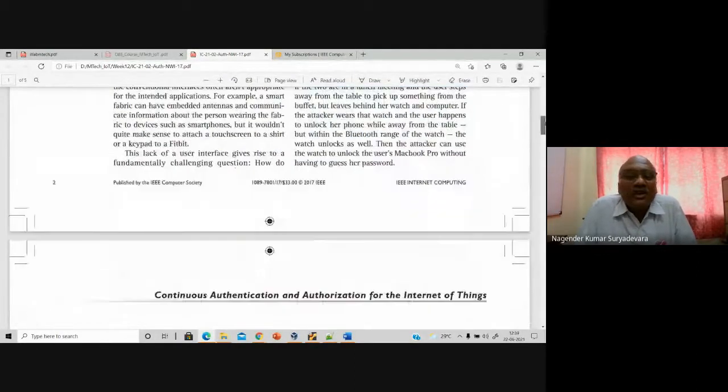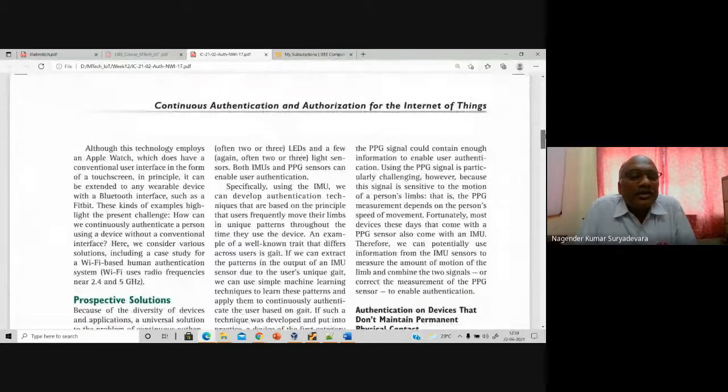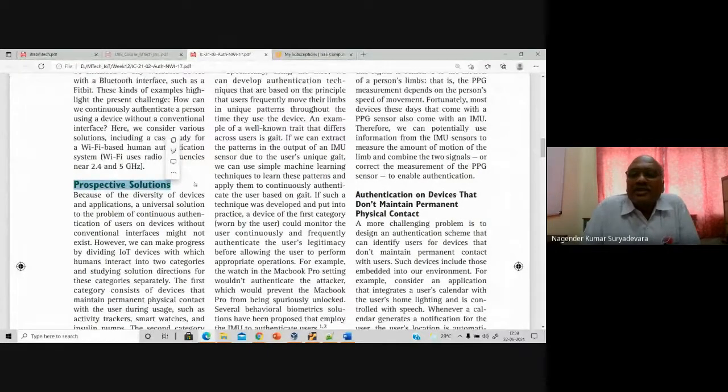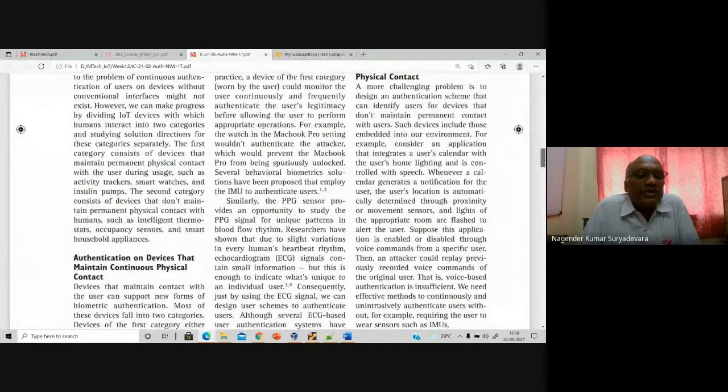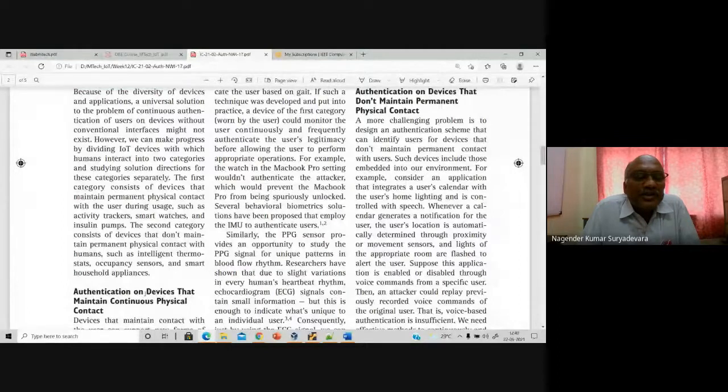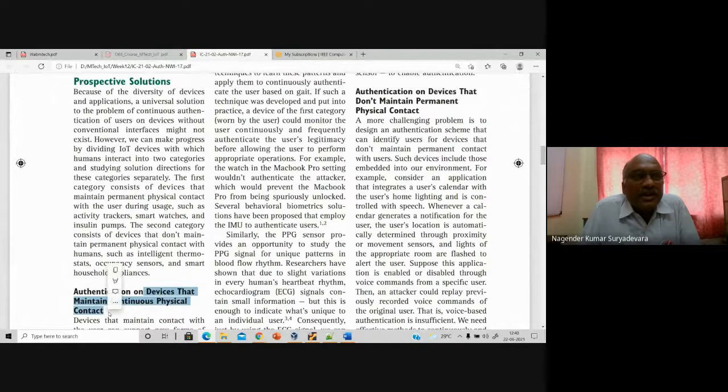So then, what are the prospective solutions here? What are the possible solutions we can have? Here, these authors have given two different ways. One is authentication on devices that maintain continuous physical contact. Continuous physical contact means it can be on your body, or it can be in continuous contact with you. It need not be on the body. You have to hold that device continuously, so that you can authenticate the other devices.